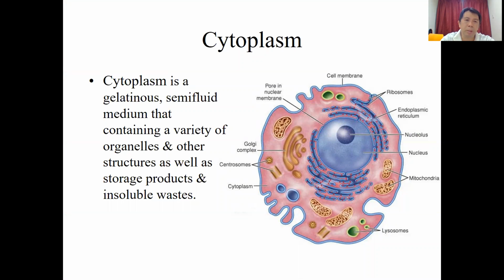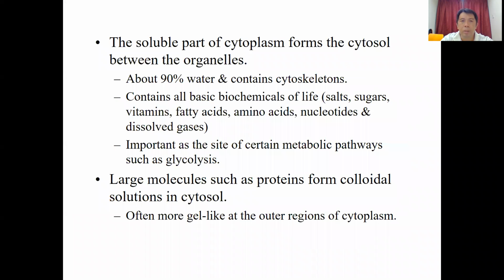Cytoplasm, as you know, is a semi-fluid medium that contains a variety of organelles and other structures, as well as storage products and insoluble waste. The soluble part of the cytoplasm forms the cytosol between the organelles. It contains about 90% of water and cytoskeletons. You will study the cytoskeletons in the coming lessons.